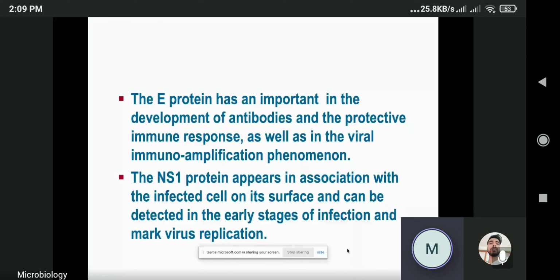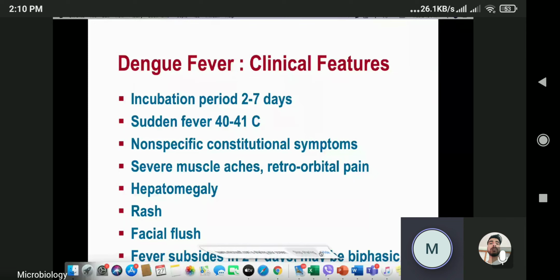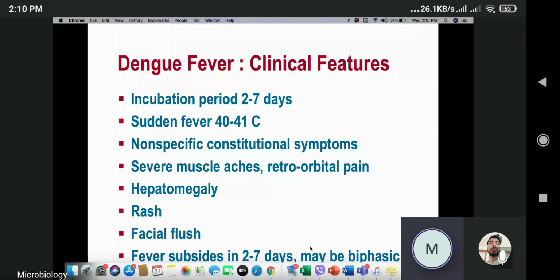Now what happens, clinical features. Incubation period may vary from 2 to 7 days. The patient will have fever above 40 to 41 degrees centigrade. Sometimes they have non-specific symptoms. They have severe muscle ache, retroorbital pain, hepatomegaly, rash, facial flush. Okay, fever subsides in 2 to 7 days, and it may be biphasic. Right?